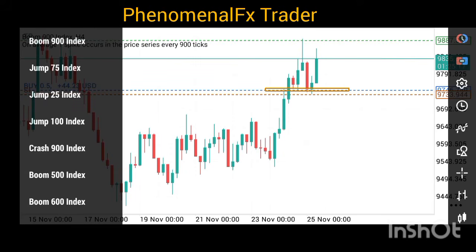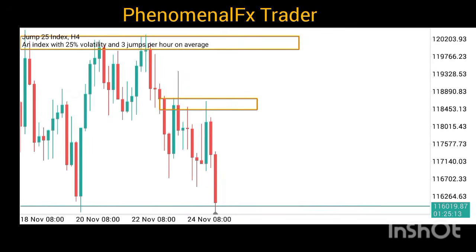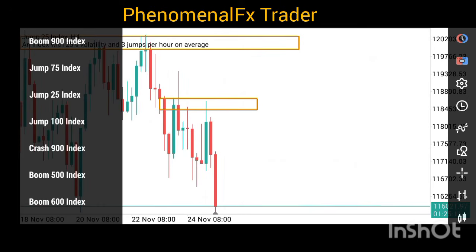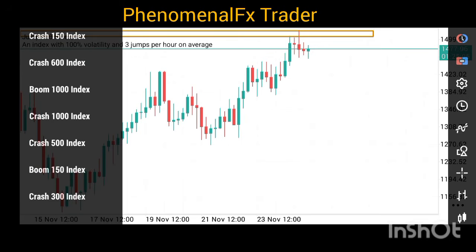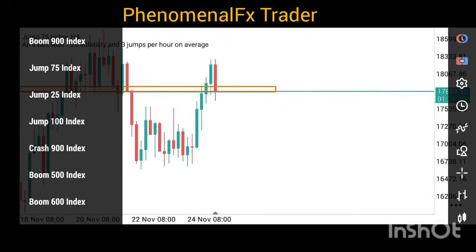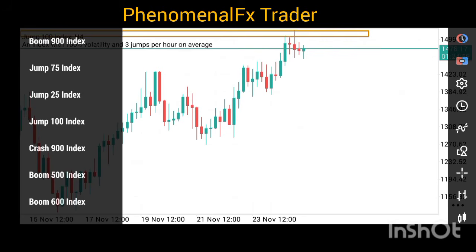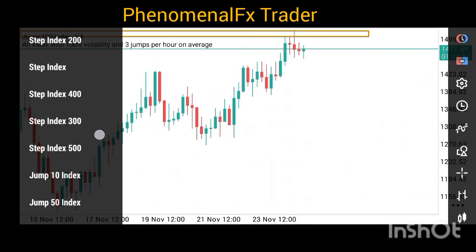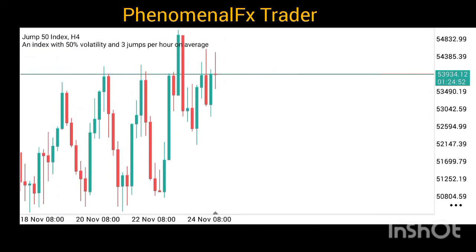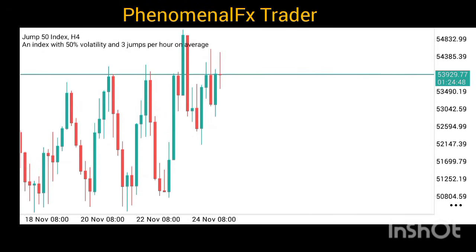And also I have another trade that is running on, is it this pair? Let me see. No, not Jump 25. I think it should be Jump. There's another pair I have a trade running currently. I'm not sure. I think it was here among the number of pairs I listed here on my quotes. Is it maybe Jump 50 Index? I'm not sure, but I have another pair that is currently running and giving me some good profit.